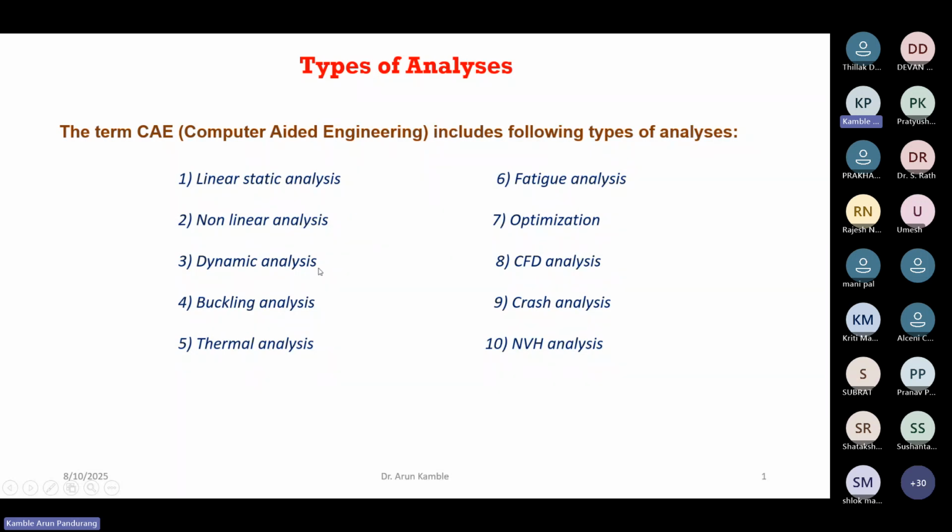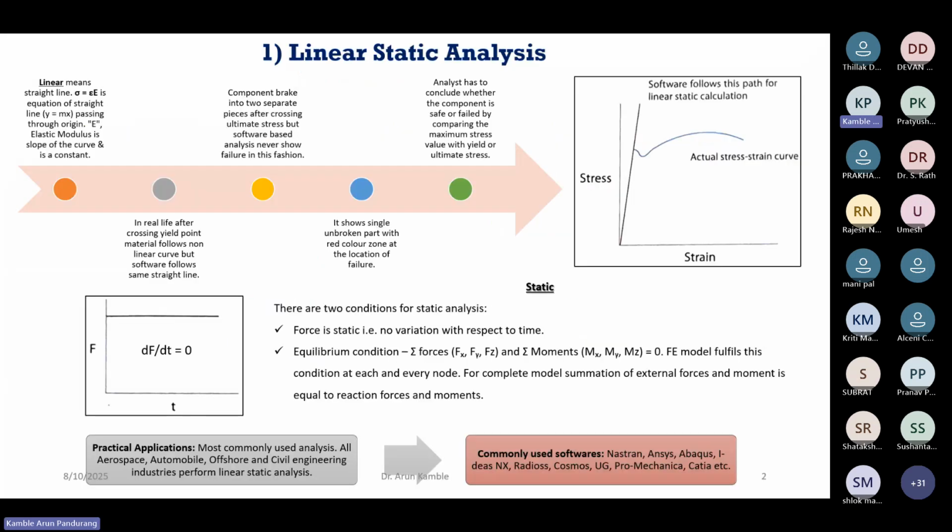In CAE, first we do the linear static analysis. Second is the non-linear analysis. Third is the dynamic analysis. The next ones are buckling analysis, thermal analysis, fatigue analysis, optimization, CFD analysis, crash analysis, and the last one is NVH, noise, vibration, and harshness analysis. All these types of analysis we can perform by using the finite element method. So let us see all these types of analysis briefly.